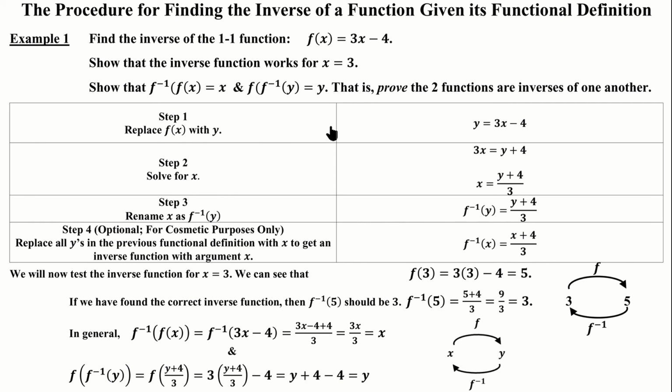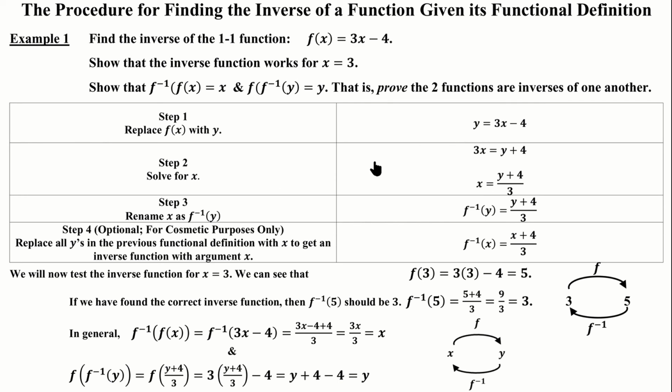So for the first step, all you do is you go ahead and replace the f of x with y. And the point is, we know what y is in terms of x, right? So if we can find out what x is in terms of y, we've basically found our way back. So that's exactly where we're headed.